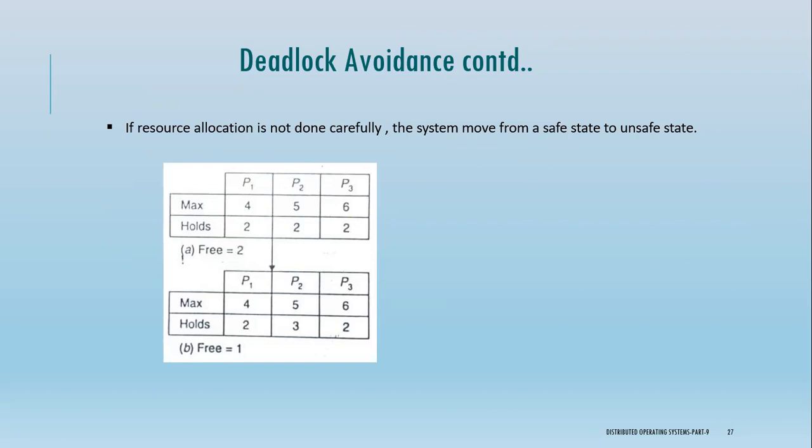The system is no longer in a safe state because we have one unit of the resource free, which is not sufficient to run any of the three processes to completion. Therefore, there is no safe sequence for the state of the figure as shown in diagram B. Thus, the decision to allocate one unit of the resource to P2 moved the system from a safe state to an unsafe state.